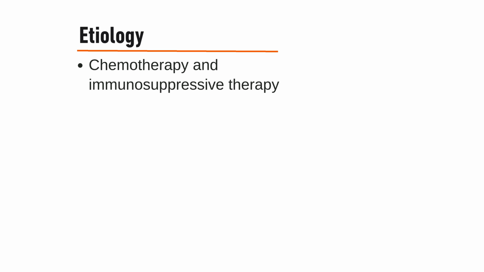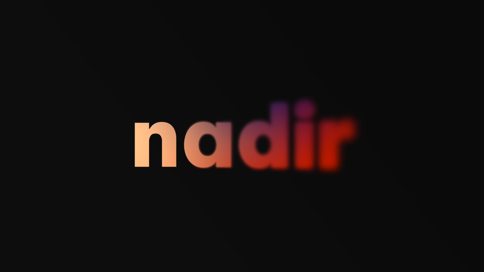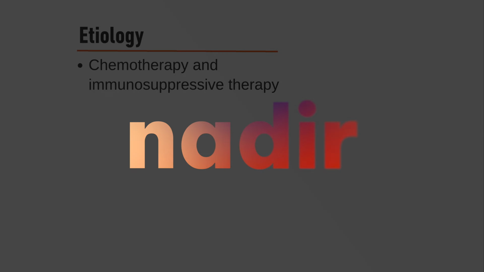So what actually causes neutropenia? There are several broad categories. The most common cause is chemotherapy and immunosuppressive therapy. So chemo drugs like methotrexate can suppress bone marrow activity, reducing neutrophil production while treating cancer. There's a term called nadir, which is the lowest point of blood cell counts during chemotherapy, and it is when the patients are most vulnerable.